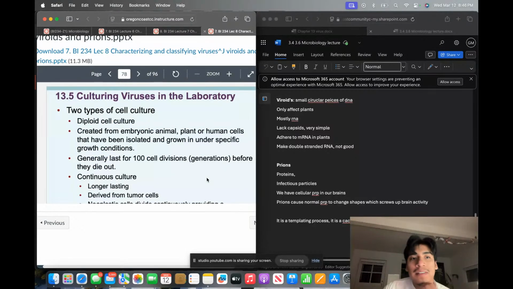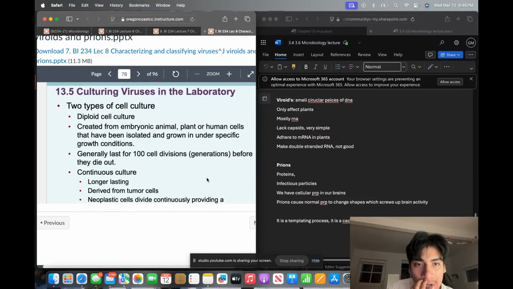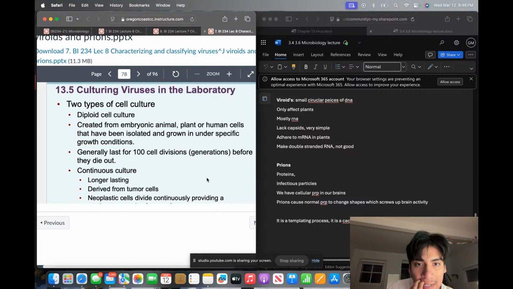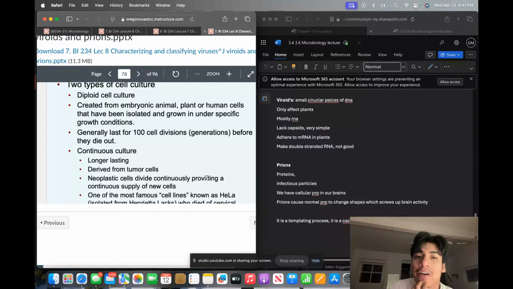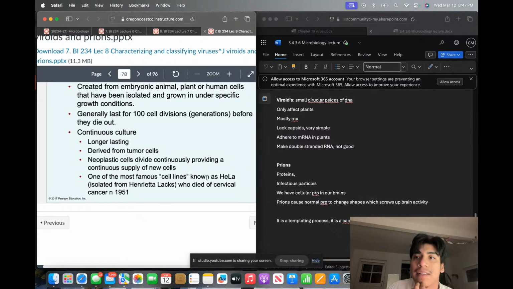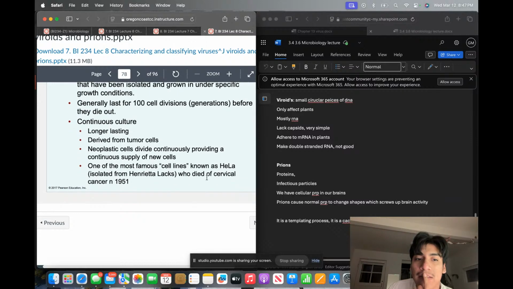All right, so two types of cell cultures. There's diploid cell cultures from embryonic animal or plant cells that have been isolated and grown under specific conditions. They generally last for about 100 cell divisions before they die out. Then there's continuous culture, which is longer lasting and derived from tumor cells, neoplastic. What else?